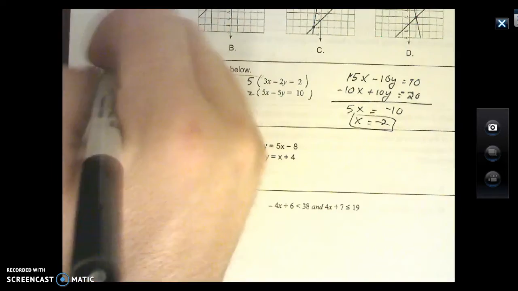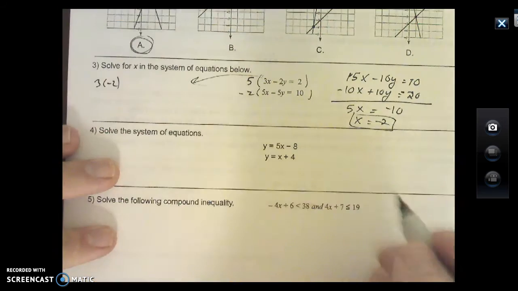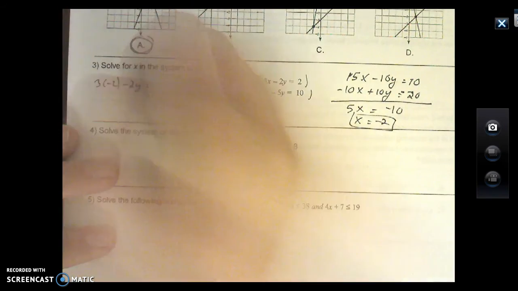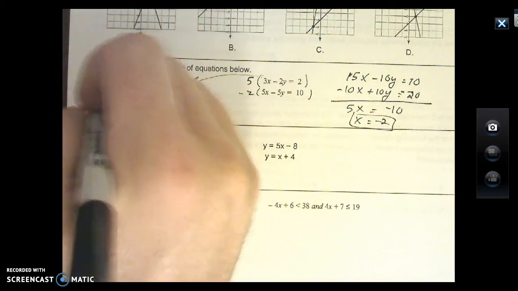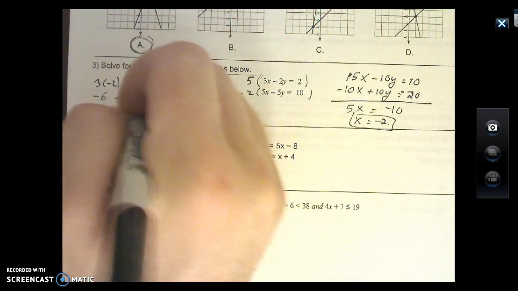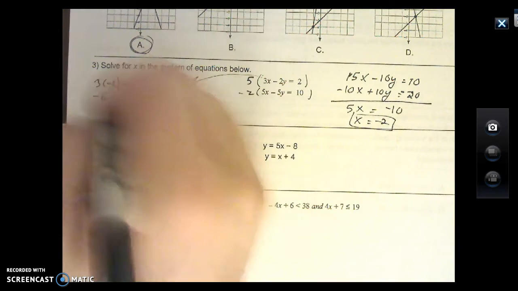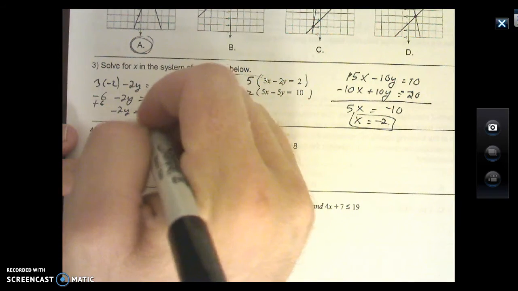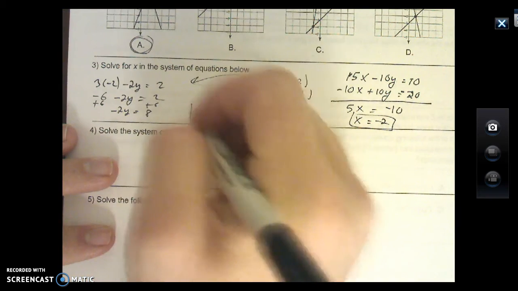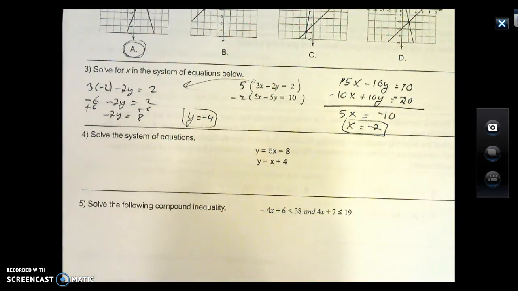Let's go with the top one. 3 times negative 2 minus 2y equals 2. Negative 6 minus 2y equals 2. Add 6 over. y equals negative 4. Okay? So, just make sure you're checking out what the question is asking you for.